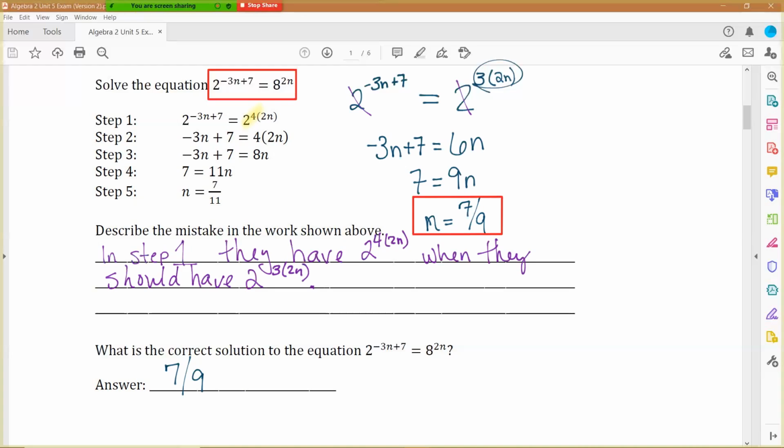So something about how that 4 should be a 3. You could tell me that 2 to the 4th power is not 8. 2 to the 3rd power is. This question is worth 4 points. 2 points for you describing the mistake. 2 points for me being able to find your correct answer and your work that goes with it.